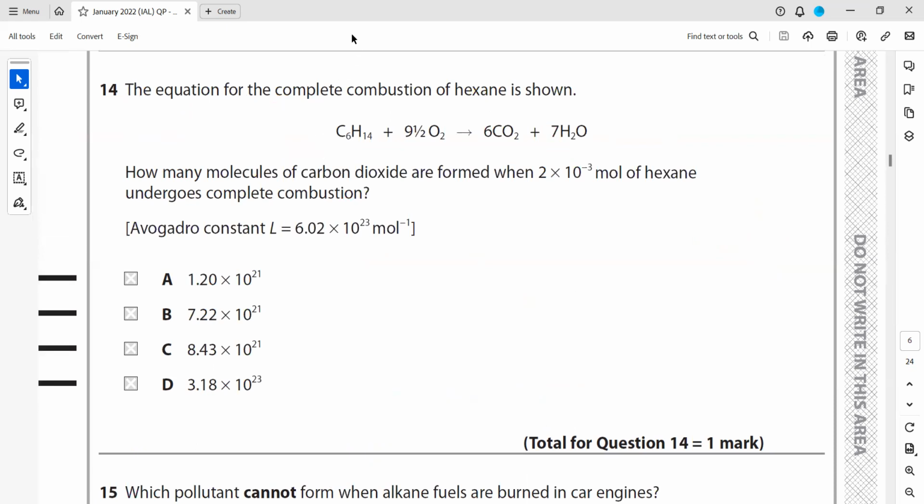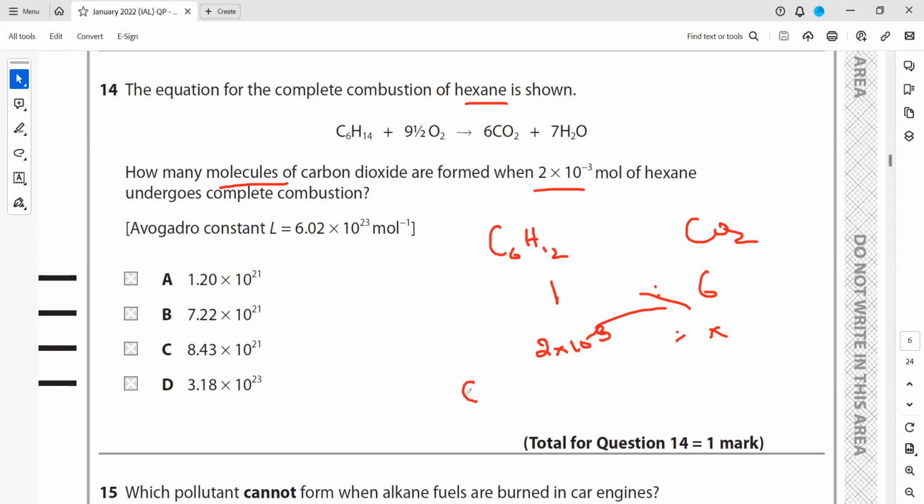In question 4, the equation for the complete combustion of hexane is C6H14 plus 9.5 oxygen gives 6 carbon dioxide and 7 water. How many molecules of carbon dioxide are formed when 2 times 10 to the power minus 3 moles of hexane burn? So hexane is C6H14 and we need carbon dioxide. The ratio between them is 1:6. We cross multiply, so the moles of carbon dioxide will be 6 times 2 times 10 to the power minus 3, that is 12 times 10 to the power minus 3 moles.